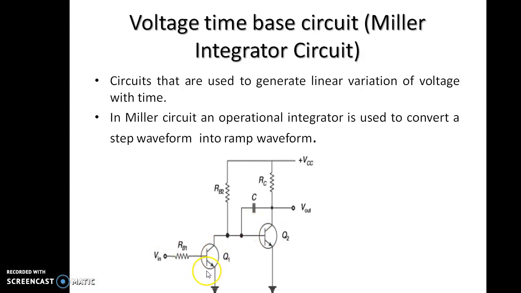Consider the case where the transistor Q1 is on and the transistor Q2 is off. In this condition, the voltage across the capacitor as well as the output voltage will be equal to VCC, because the transistor Q2 is off and all the supply voltage will appear at this point. Hence we can say the voltage across the capacitor, or the output voltage, is equal to VCC.